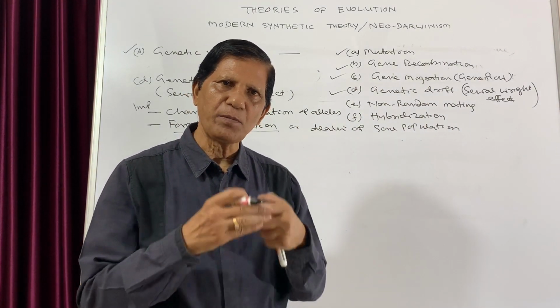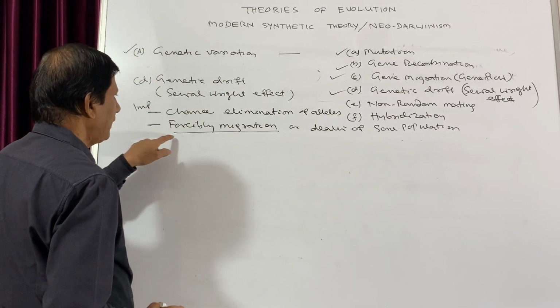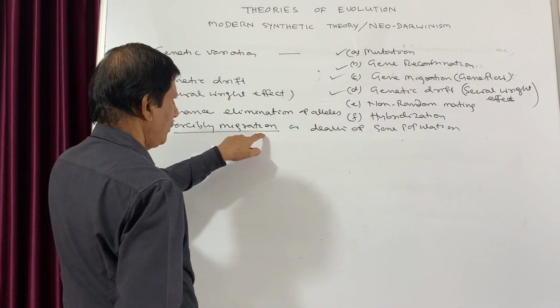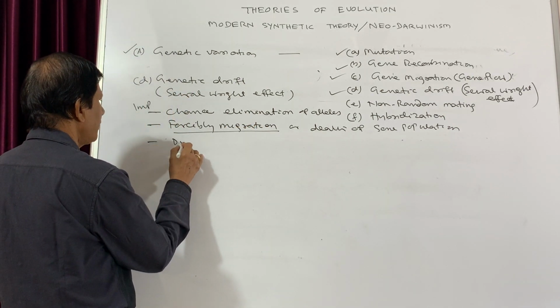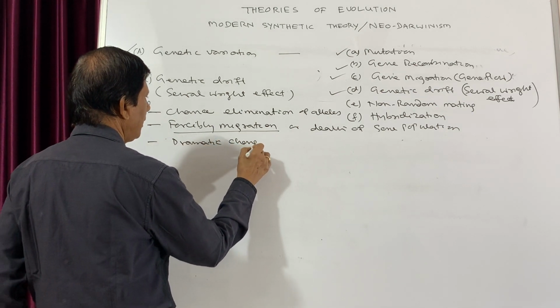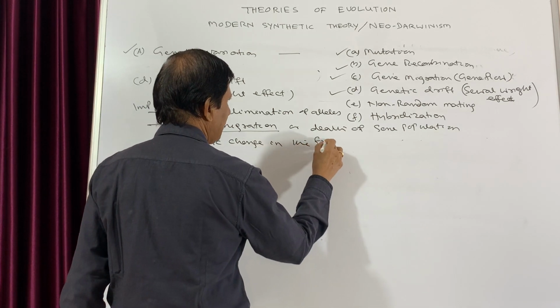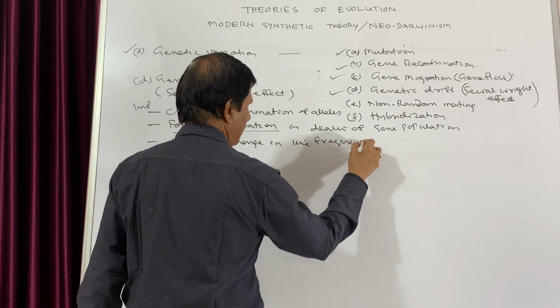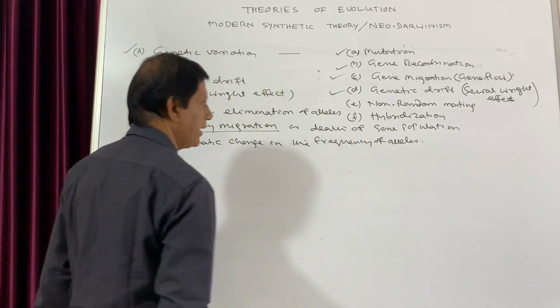Or if a population dies, what will happen? When they forcibly migrate to another place, there will be a dramatic change in the frequency of alleles. Dramatic change will be there.